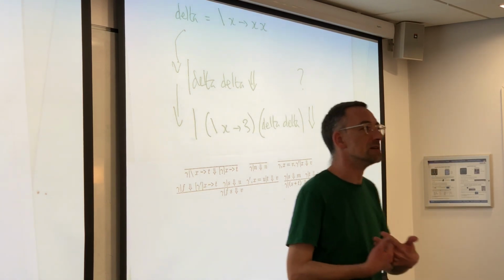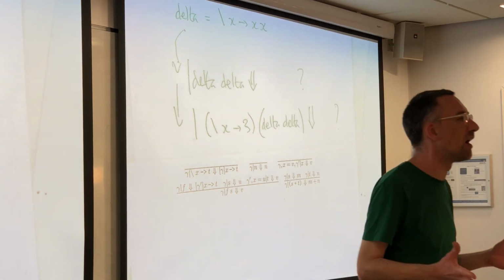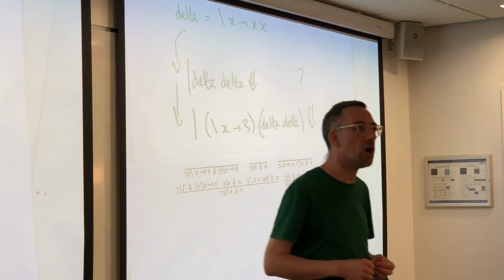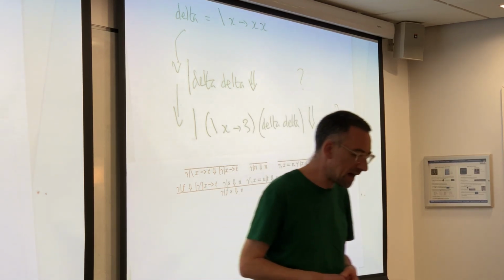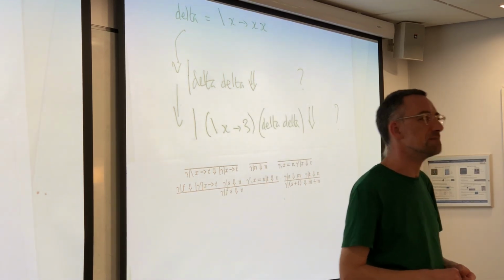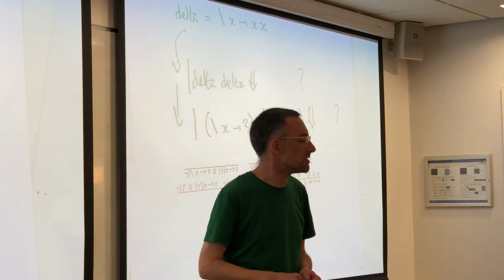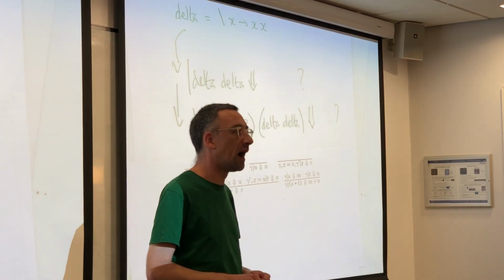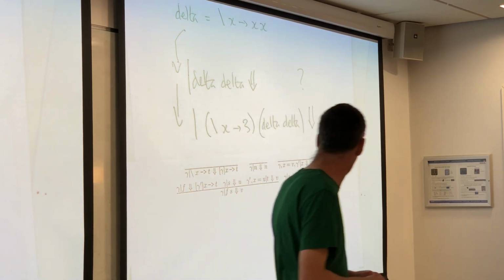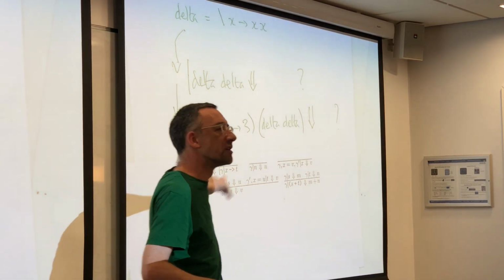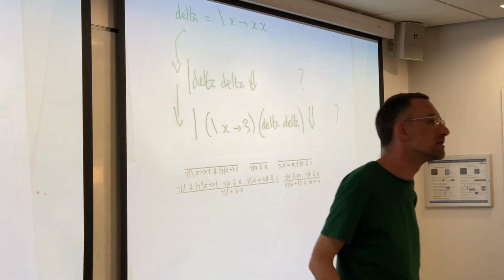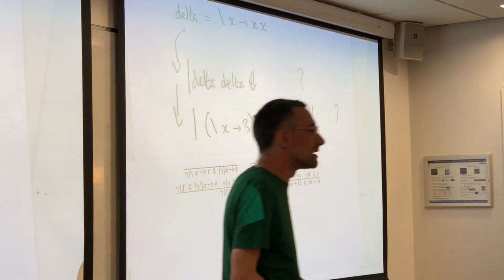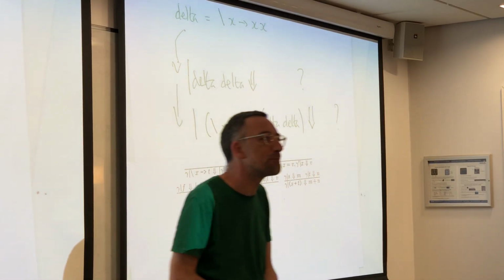Small step reduction does not specify an evaluation order, and it's not the case that every strategy is bound to produce a result. According to these rules, we do have a fixed strategy for the order in which we evaluate things. So according to that strategy, what's going to happen?